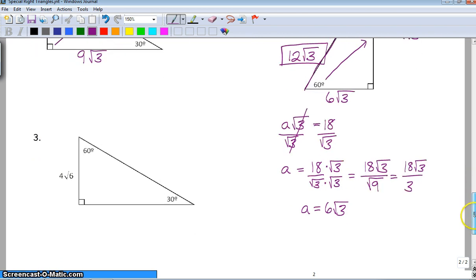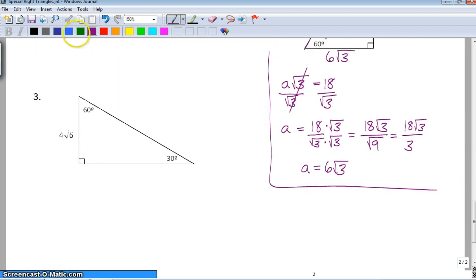Now my last one, a little bit easier. I have the side across from 30, which is 4 times the square root of 6. Sorry, it's kind of hard to see. So I know the side across from 30 is a, and I set a equal to 4 times the square root of 6. From here, I go through and plug it in to the other sides. So across from 60 is usually a times the square root of 3. So now I replace a with 4 times the square root of 6 times the square root of 3.